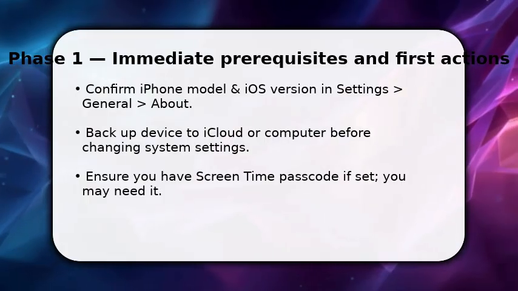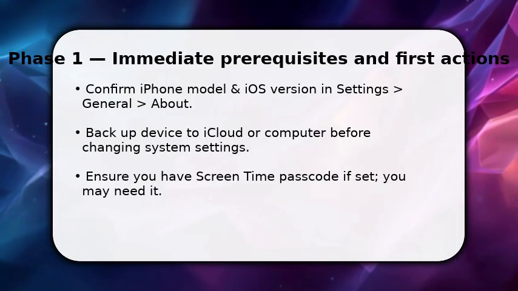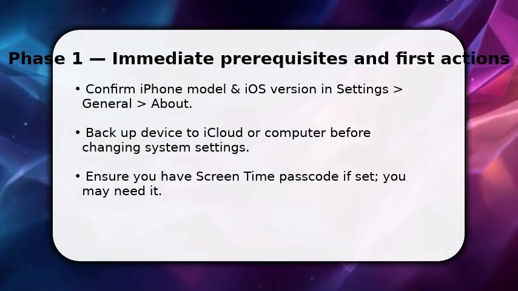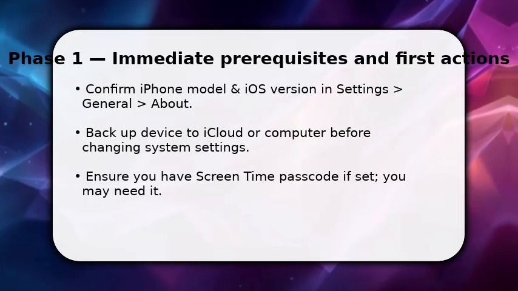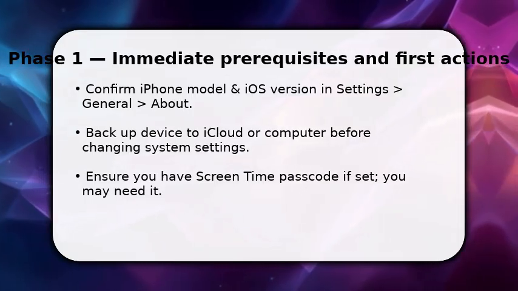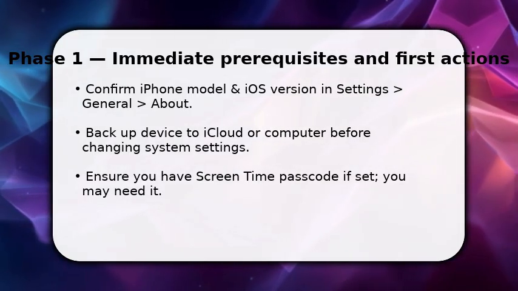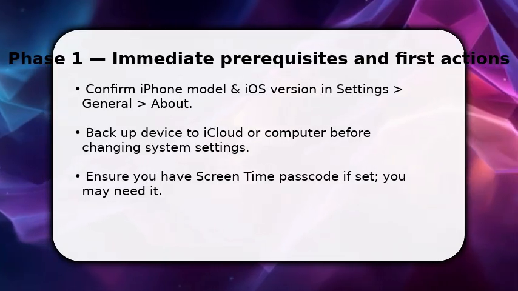You start by checking Model and iOS because toggles vary by version. Open Settings and go to General, About, to confirm. Next, back up to iCloud or a computer so you can restore if anything goes wrong. This is precautionary, not optional.